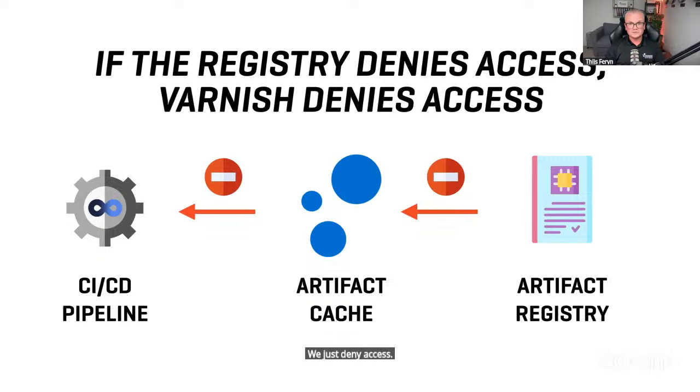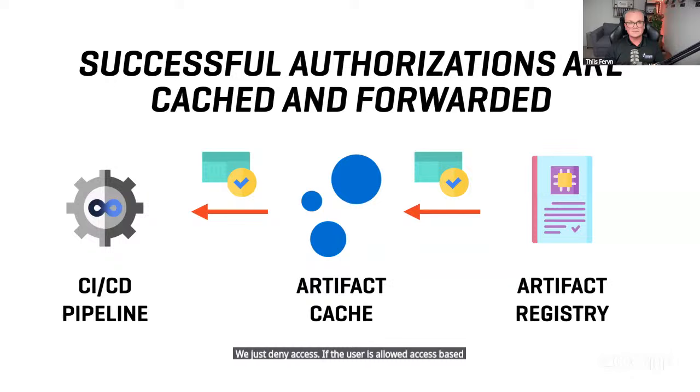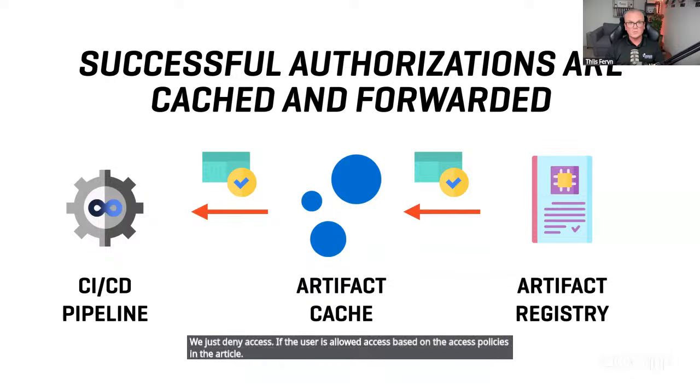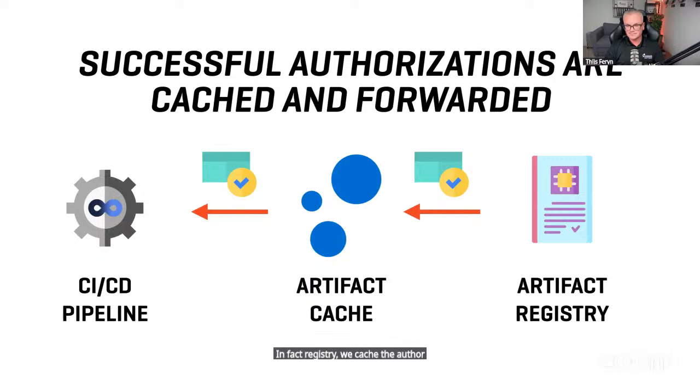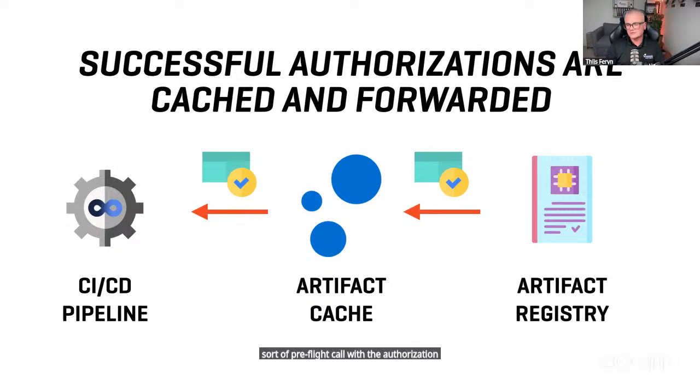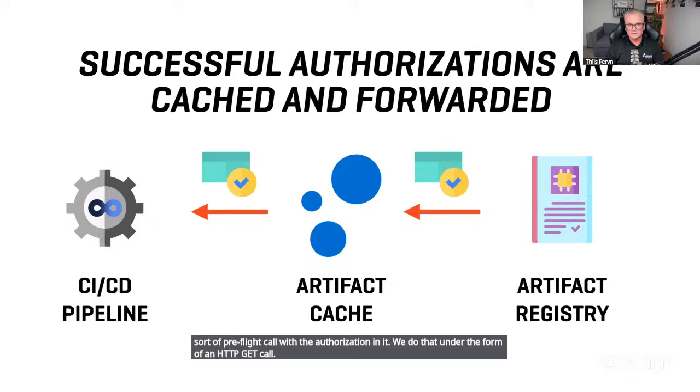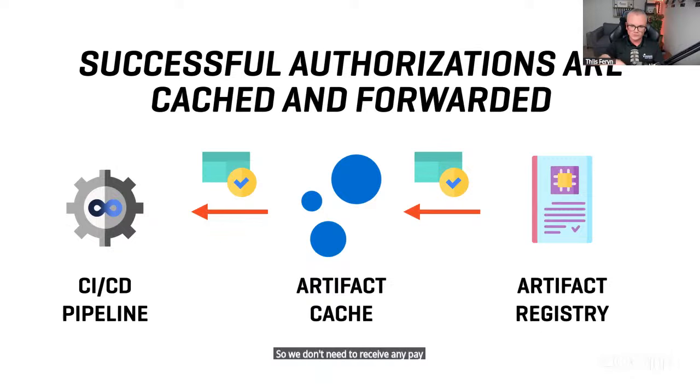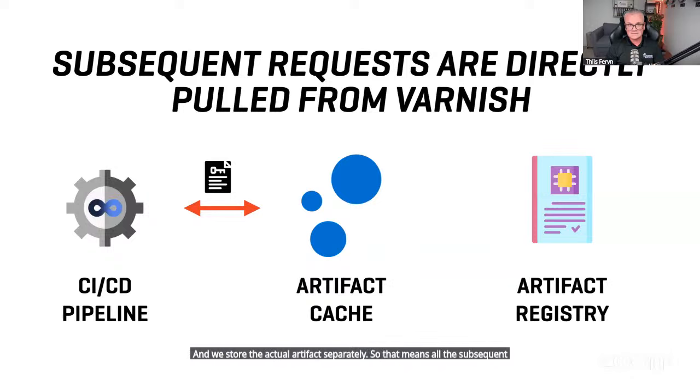If the user is allowed access based on the access policies in the artifact registry, we cache the authorization separately. That's a little bit of the secret sauce. I'm not going to get too much into the details, but what we do is a lightweight pre-flight call with the authorization in it. We do that in the form of an HTTP GET call, so we don't need to receive any payload, and we store it upon success. And we store the actual artifact separately. So that means all the subsequent requests, even the authorizations, could be validated from the cache for a given point in time.